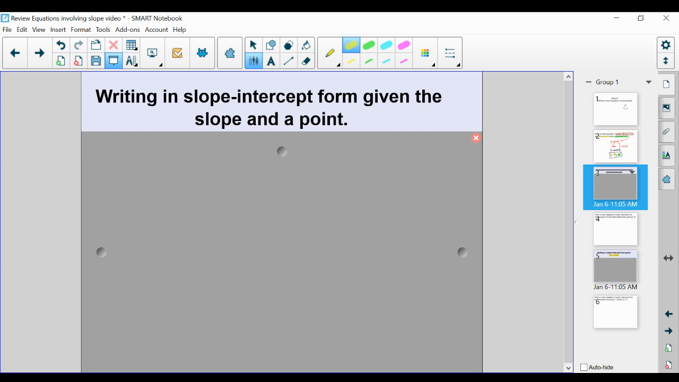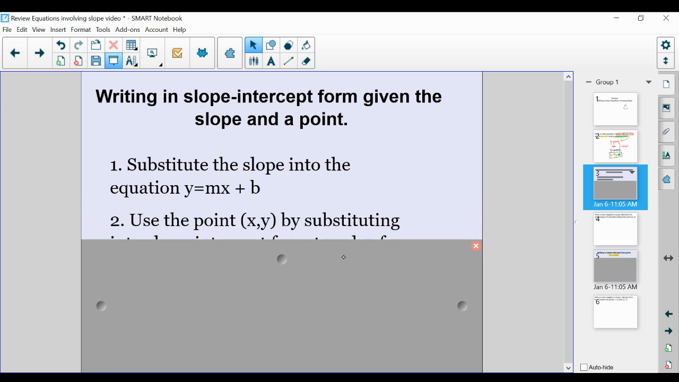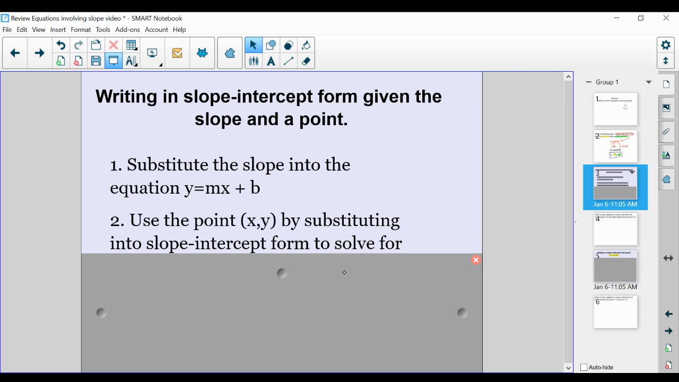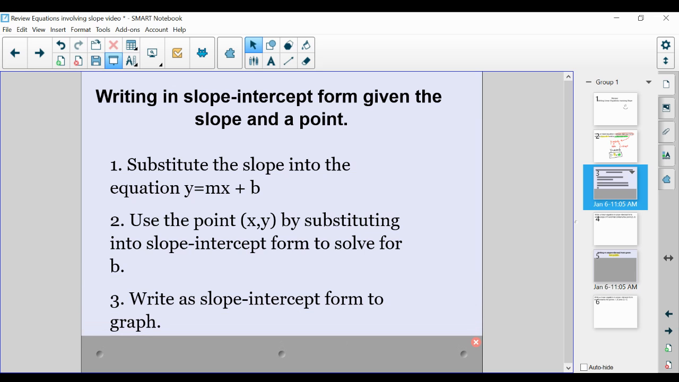Awesome. Let's review the steps that we have been talking about in previous classes about how to write in slope-intercept form if given the slope and a point. Well, first thing we're going to do is substitute the slope into the equation y equals mx plus b. Then we're going to use the point x comma y by substituting into slope-intercept form to solve for b. And lastly, we're going to write as slope-intercept form in order for us to graph. These are some notes that we should have in our notebook, so please make sure you have them. If not, you should be copying them down now.